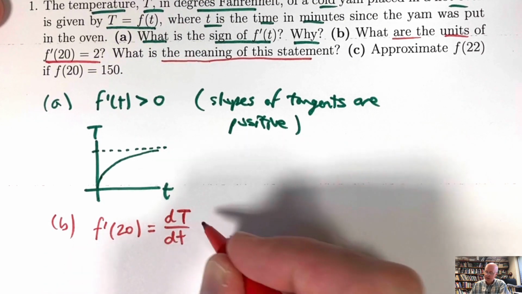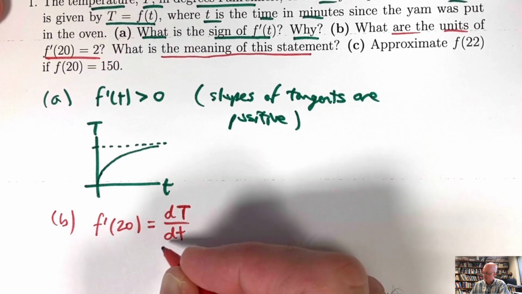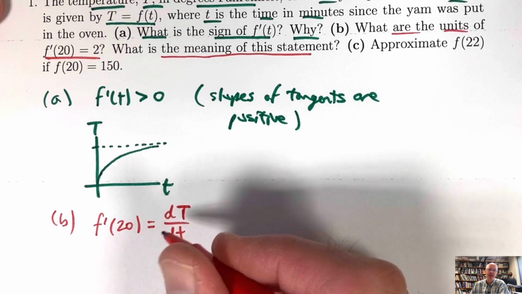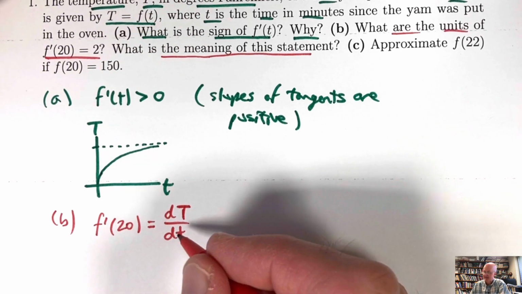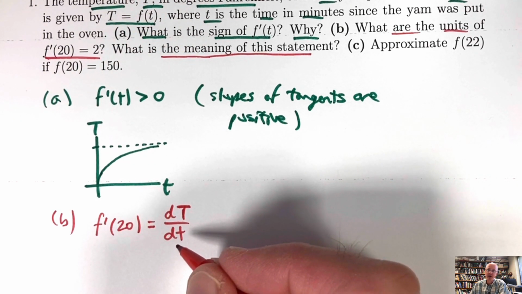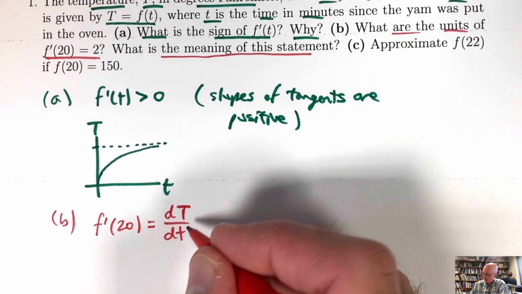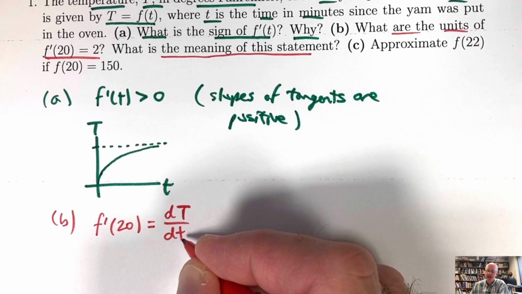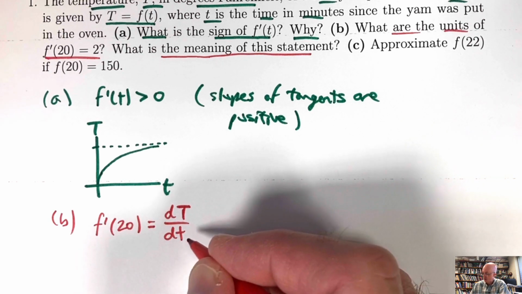The derivative of capital T, the dependent variable, with respect to little t, the independent variable. That's helpful because what you often do in calculus is you pretend this is a fraction. Now, technically, it's not a fraction. It's the limit of fractions, limit of ratios. However, pretending it's a fraction often is a useful thing to do. And in this case, it's useful for determining the units because if you pretend it's a fraction, the units would be the units of capital T per unit of little t. This would be in degrees Fahrenheit per minute.